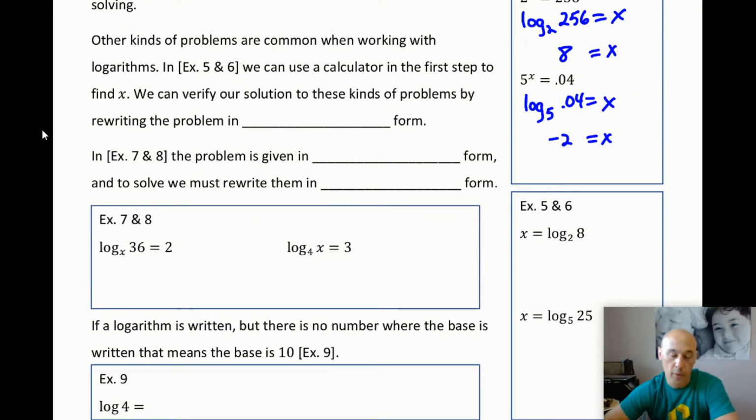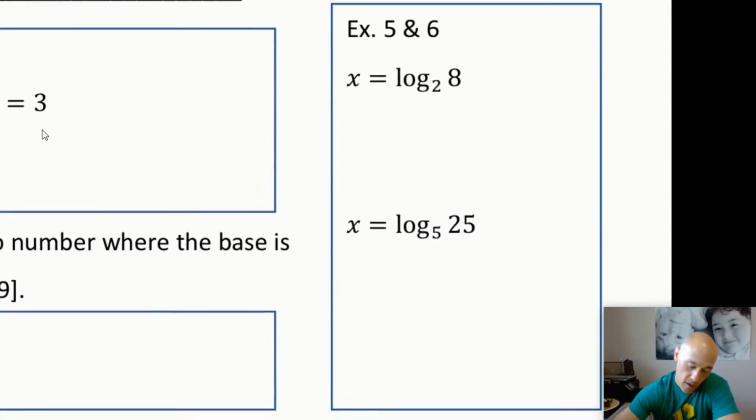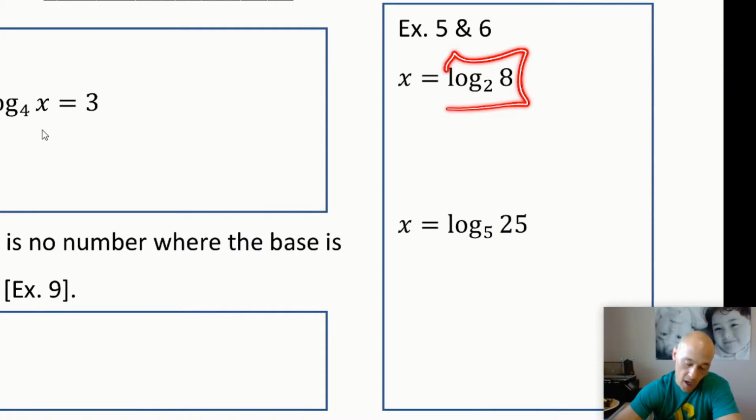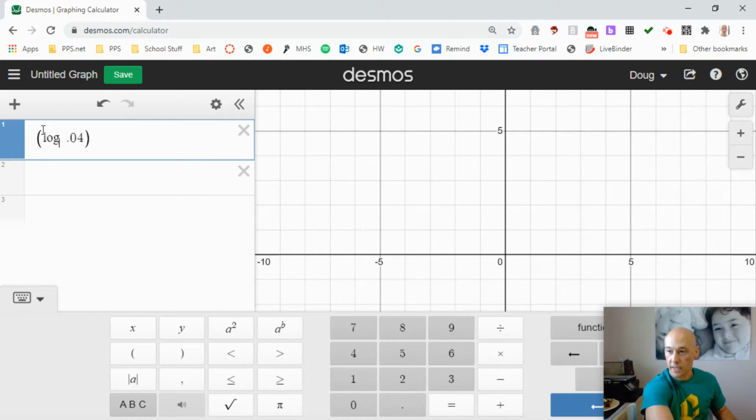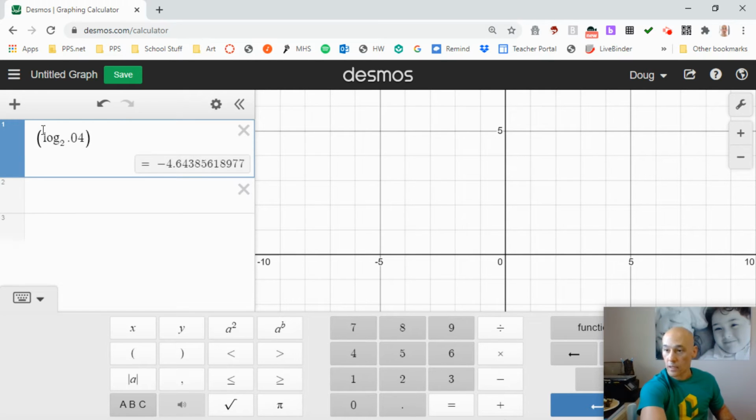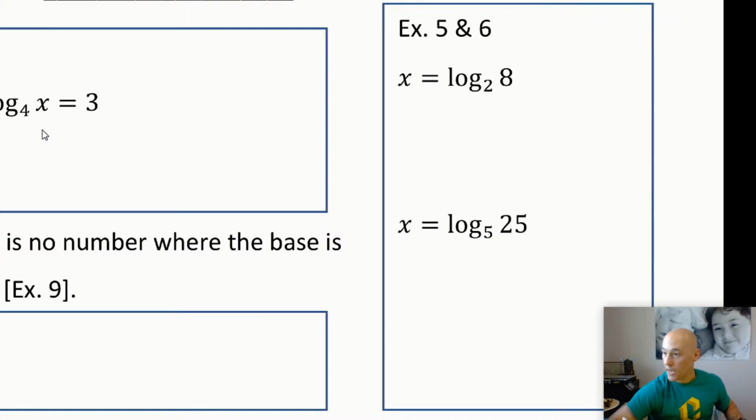Other kinds of problems are common when working with logarithms. In examples 5 and 6, we can use a calculator in the first step to find x. So on 5 and 6 down here, we can just put in the calculator log base 2 of 8. I just noticed that I had to hit the down arrow to get into that base. Log base 2 of 8 is 3. So here we have log base 2 of 8, x is equal to 3.